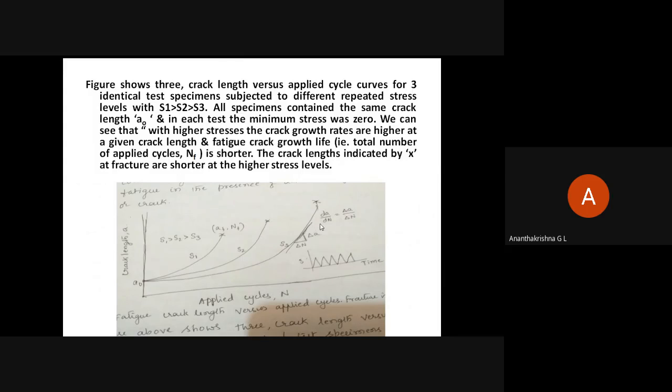And one more thing you observe here, delta A by delta N. That is crack length versus number of cycles, that is applied cycles. N versus crack length, A is essentially the slope, delta A by delta N. Okay, so this is what we are going to learn now.